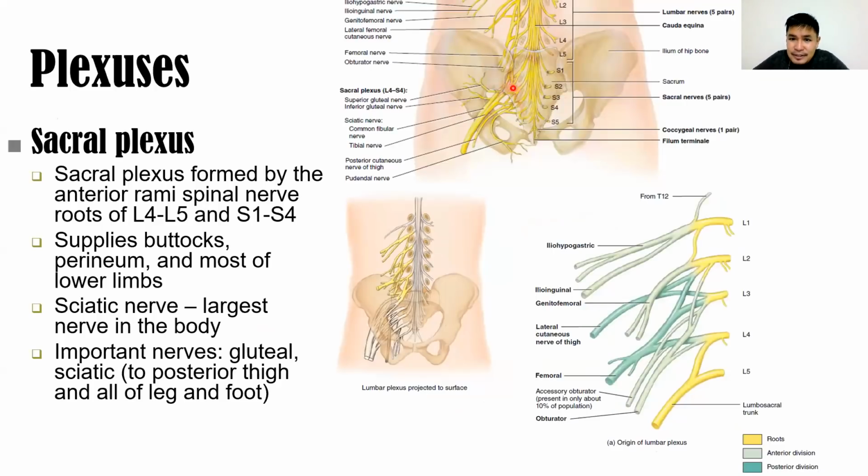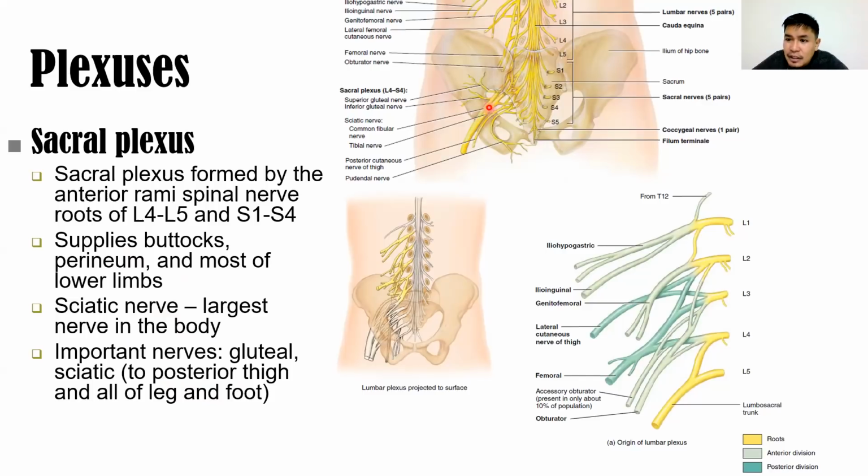Sacral plexus, so this one is your sacral plexus. Sacral plexus formed by the anterior rami, spinal nerve roots of L4, L5, and S1 to S4. It supplies the buttocks, perineum, and most of the lower limbs. Sciatic nerve is the largest nerve in the body. And the important nerves: gluteal, sciatic, towards the posterior thigh and all of the leg and foot. So the largest nerve, sciatic nerve, is composed of the common fibular nerve and the tibial nerve.